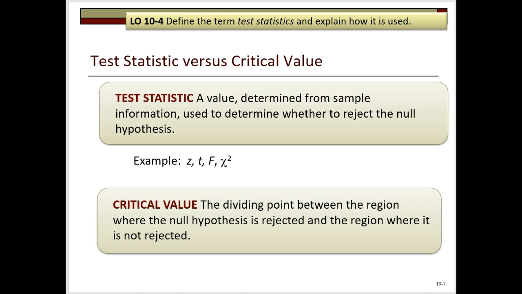In step 4 of hypothesis testing, we formulate a decision rule that tells us when to reject the null hypothesis. One of the ways a decision rule can be stated is by comparing a test statistic, a value that is determined from sample information, to a critical value, a number that is determined by the significance level of a test. The critical value is a point on a distribution curve that demarcates the region where the null hypothesis is rejected and the region where it is not rejected.